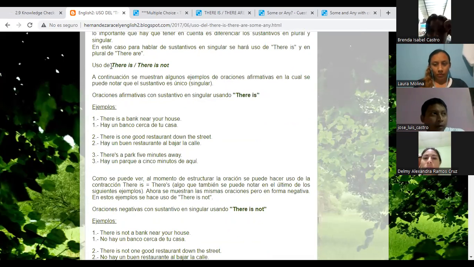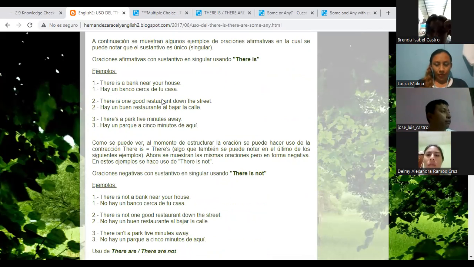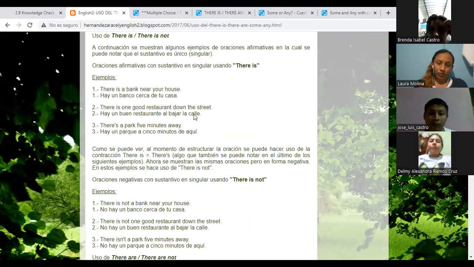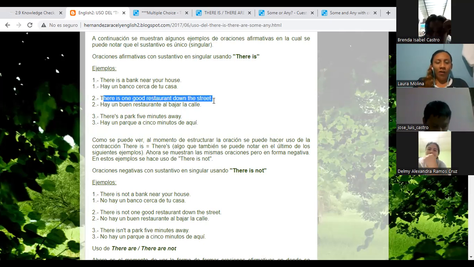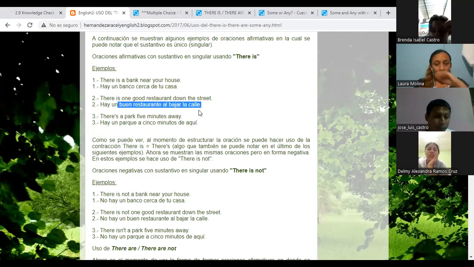So let's see. First of all, the singular: there is or there is not, right? Dice que lo ocupamos en oraciones positivas o negativas para el singular. Now, here we have some examples. There is a bank near your house. Hay un banco cerca de tu casa. There is one good restaurant down the street. Hay un buen restaurante.